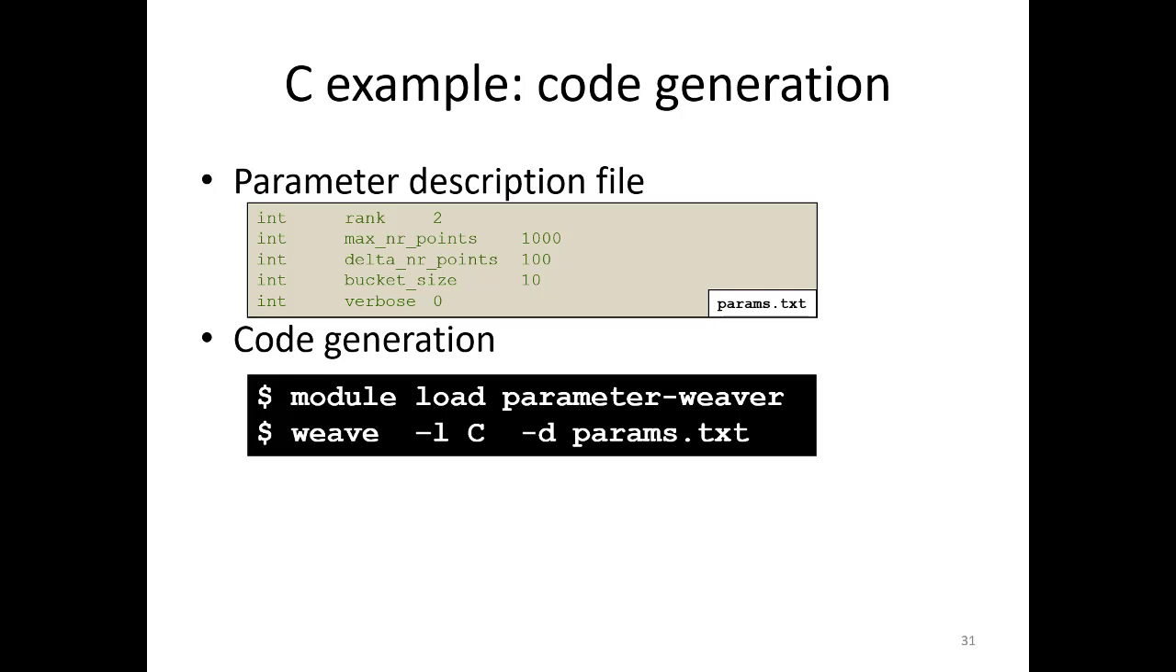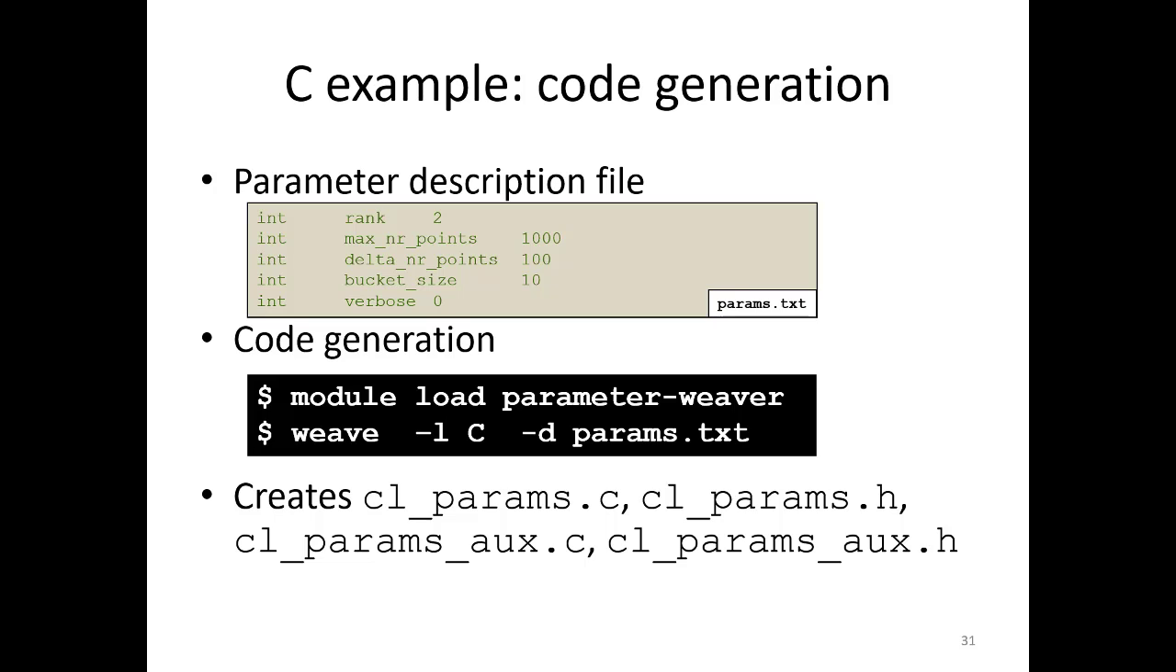So code generation is fairly straightforward. You load the Parameter Weaver module and you weave to target language C, so that's the -L C, and the description is -d params.txt. And that will create a number of files: clparams.c, clparams.h, clparams.aux.c, and .h. And those contain the function definitions and the function declarations, the data structure definitions, which you need in order to work with those parameters.